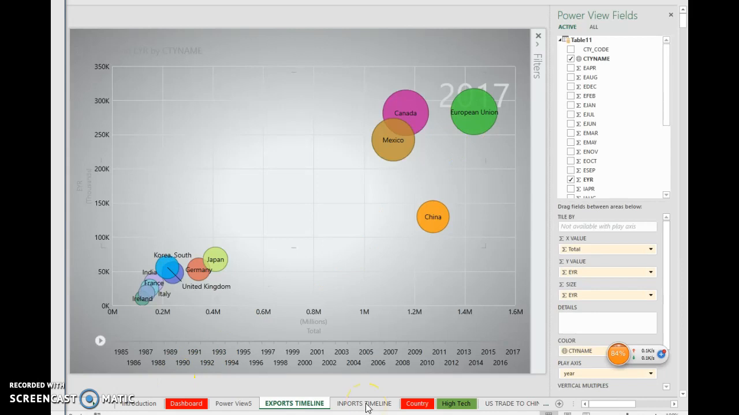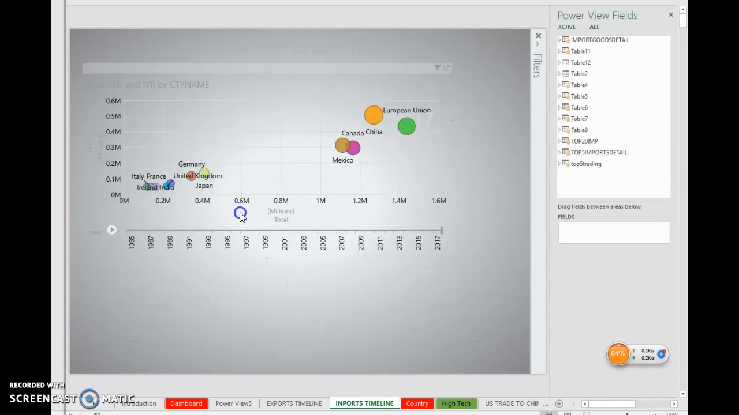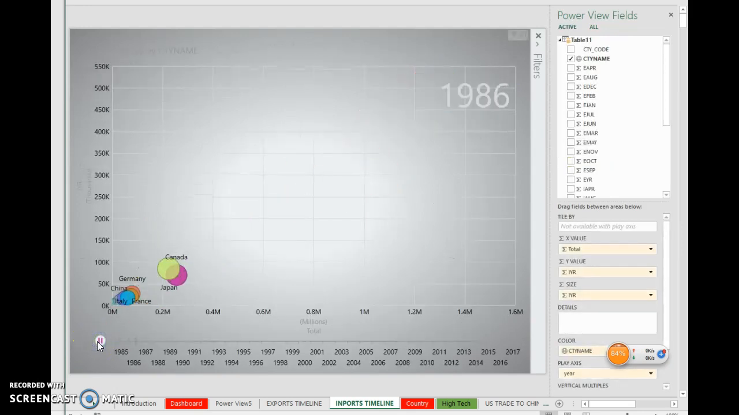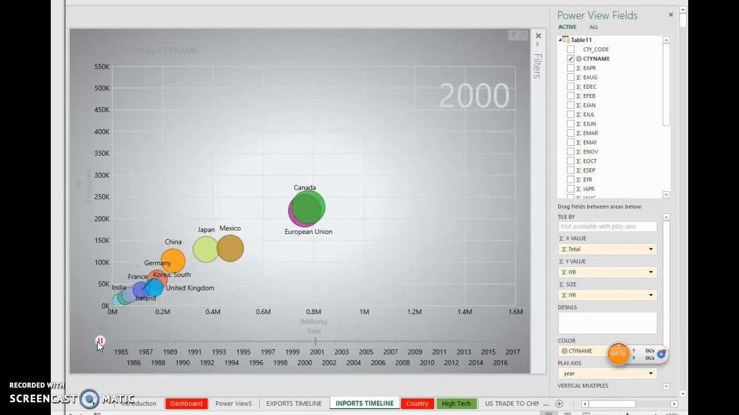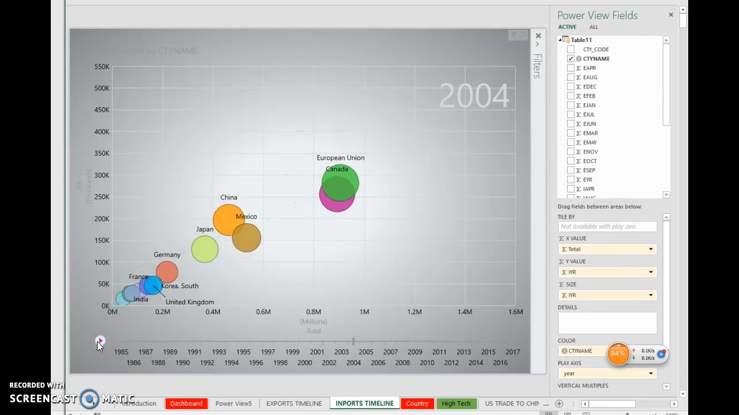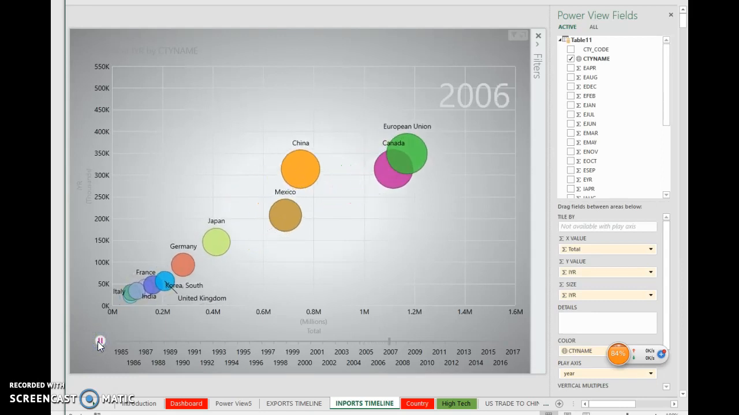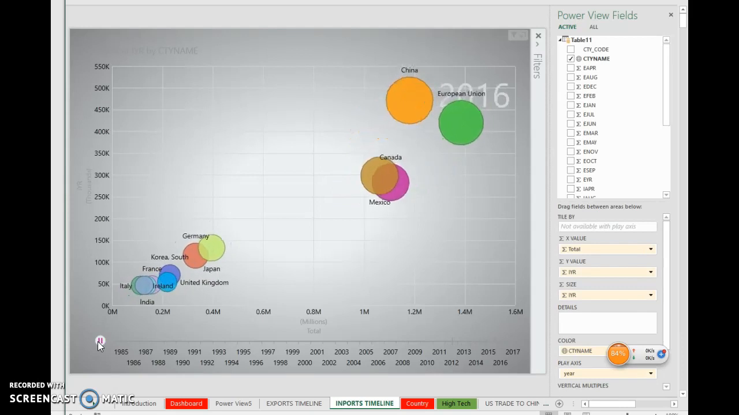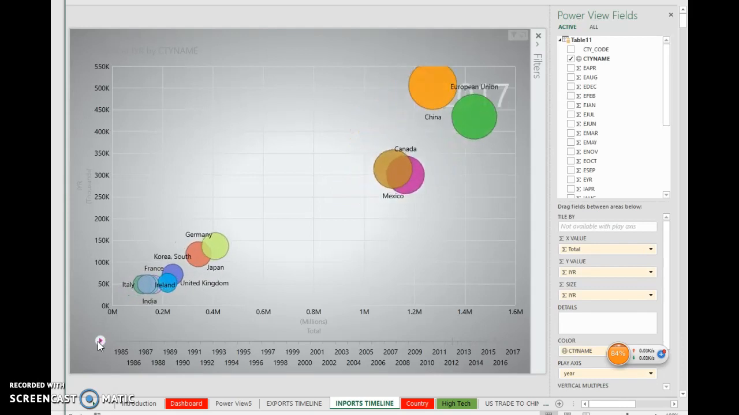The next page tells us the import changes for these top 20 trading partners. As we can see, Canada and Japan are the first and second, then European Union, and then China. China goes very fast, and then becomes the first destination of U.S. imports.